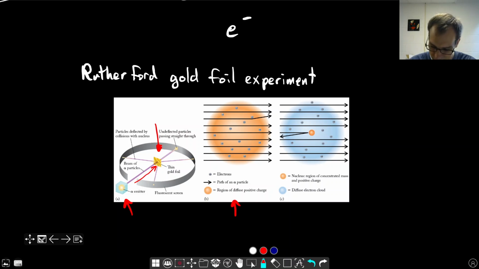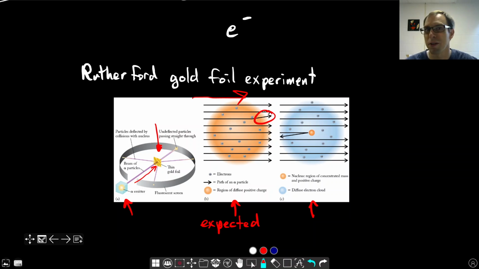And so what we have here on our B and C, this was what Ernest Rutherford expected. He thought that there's this diffuse positive charge. They knew that atoms were neutral. There were as many electrons as protons, but they thought that charge was spread out. And so what you see is that mostly these alpha particles would just go straight through, and maybe occasionally get bent a little bit, like right here.